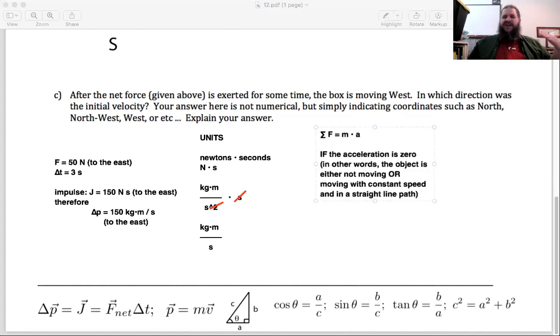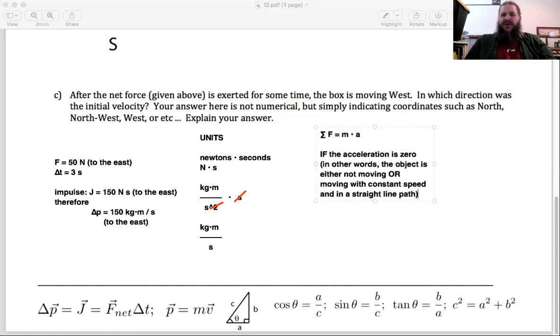Because if the object changes its speed, that's like getting faster or getting slower, that counts as acceleration. But also, even if it's going at a constant speed but it's changing the direction it's traveling, that also counts as acceleration, because changing direction of travel is a change in velocity, because velocity is a vector. So if the object changes how fast it's moving, or changes which direction it's moving, or both, those count as acceleration.